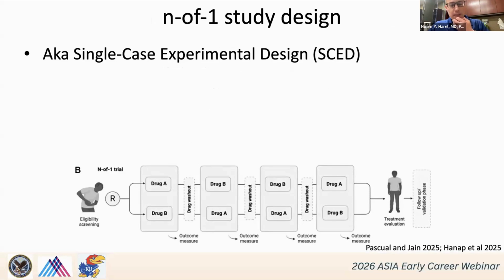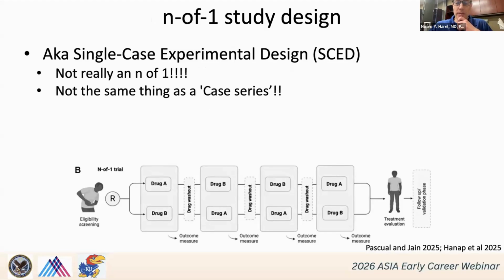So N-of-1 study design is also called single case experimental design. I think both of those names are bad names. We need a different name for this type of study design because inevitably, people will assume it's an N-of-1, which it's not. And people will say this is the same thing as a case series, which it is not. We need a better name. Hopefully, someone out there in the audience can start suggesting a better name for this type of design.